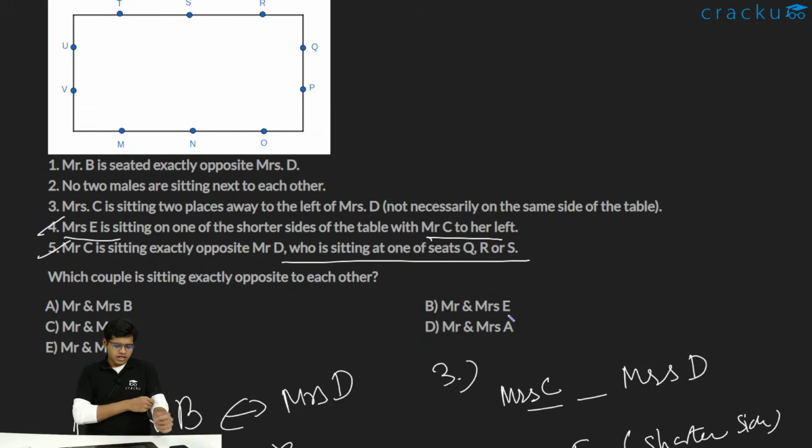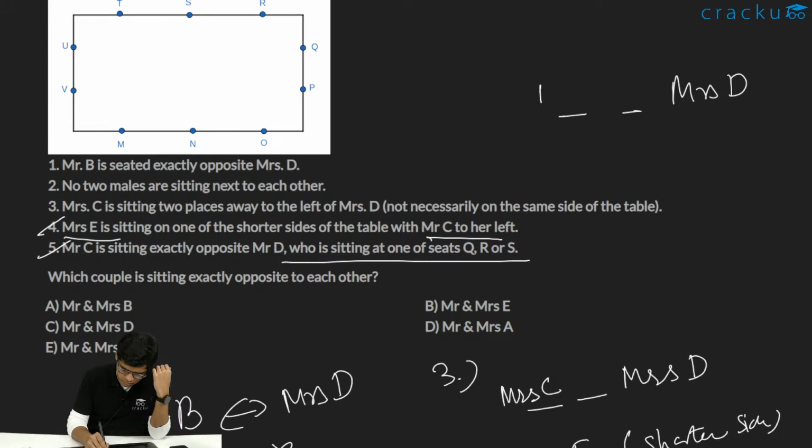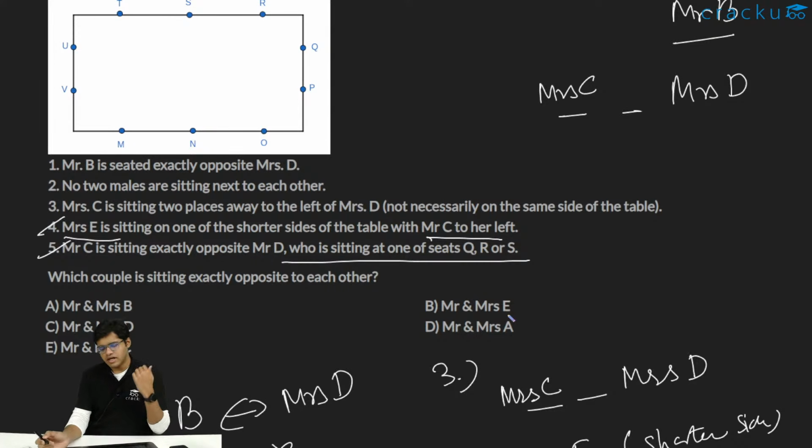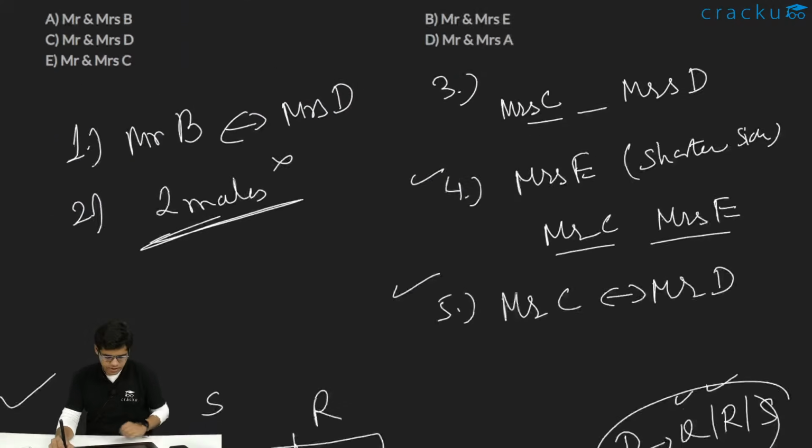Let's read the other conditions. In this condition, it is told Mrs. C is sitting 2 places away to the left of Miss D. Means if this is Miss D, 2 places away to the left, this is Miss C. And Mr. B is sitting exactly opposite to Miss D. Means here is Mr. B. This is another combination we are having. Let's try to fit it.